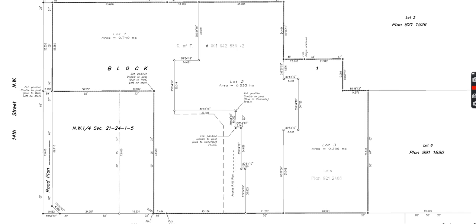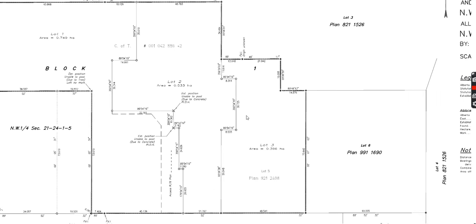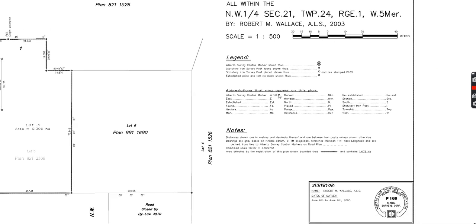So we can see where they established posts, where they were unable to establish posts because of concrete. And due to concrete, we can see the angles and distances that are written here. So we can see that these angles here are based on a grid north. The reason I can say that it's based on the grid north is because of these notes, right?